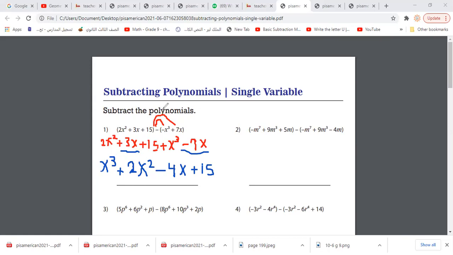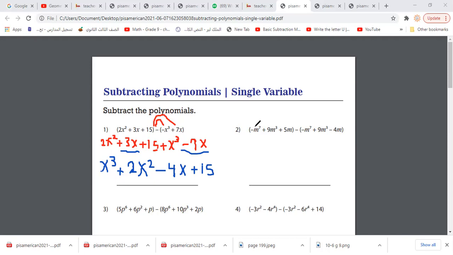Then with subtraction, we only distribute a negative sign over the second parentheses, which means we will change all the signs for the second parentheses, and then we will start to simplify.